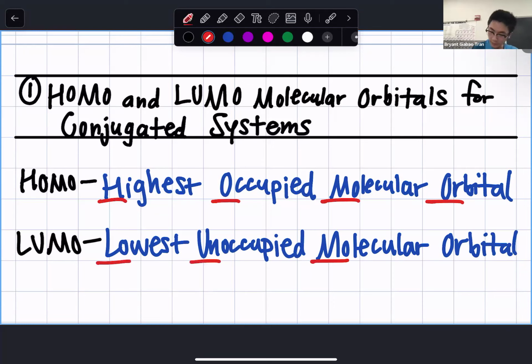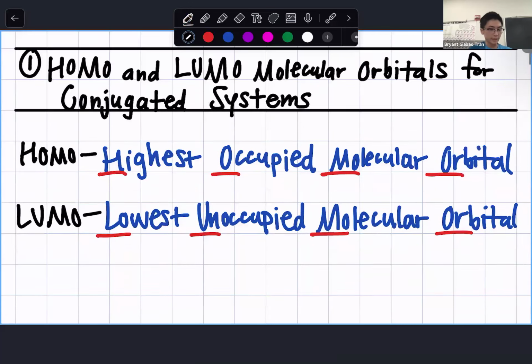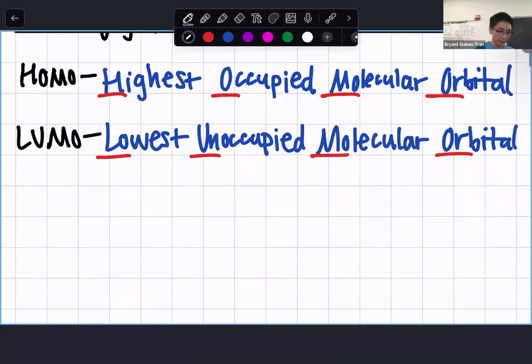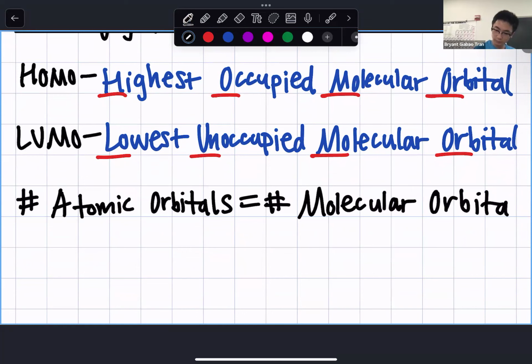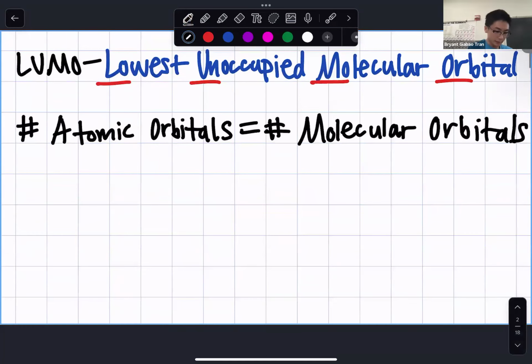LUMO, where the number of molecular orbitals in a conjugated system will equal the number of atomic orbitals. So the number of atomic orbitals equals the number of molecular orbitals. Right. So let's look at an example.